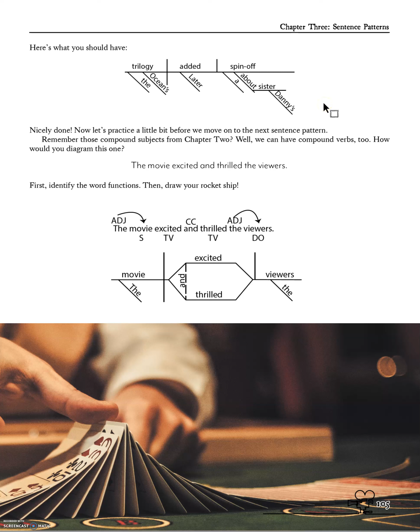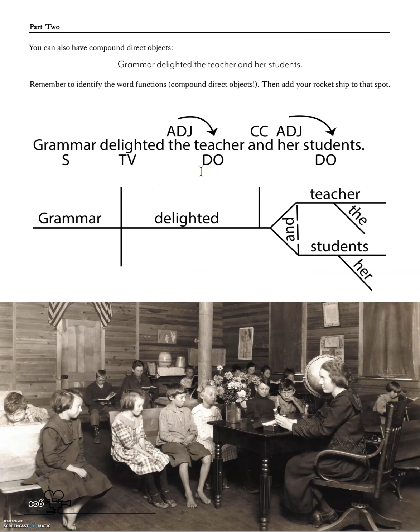You got STVDOs down. Now, just like everything else, you can have compounds. So you have to draw some rocket ships. So you're like, the movie both excited and thrilled viewers. So we have 2 verbs, compound verb, excited and thrilled. And then you just throw your direct object on the end here because you only have one. So it looks like that. And then you could have a compound object, perhaps, grammar delighted both the teacher and her students, because everybody loves grammar. But you can put your rocket ship at the end here. So you've just got a double or a compound direct object.